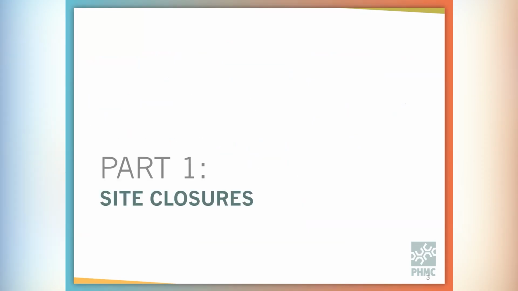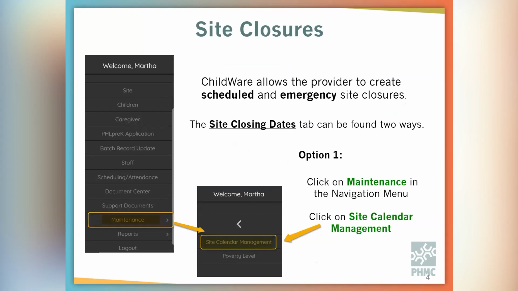So we're going to start with site closures. ChildWare allows you to manage both scheduled and emergency site closures. You guys should remember this from the new user trainings if you have taken this recently. You can find the site closing dates tab in two ways. So the first option is going to be to go to maintenance in the navigation menu.